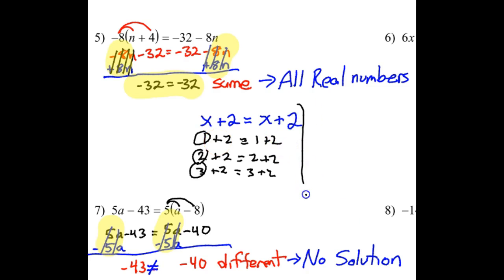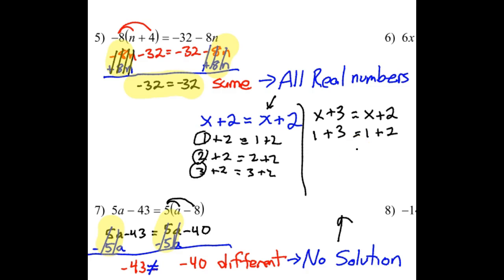And the opposite is true for no solution. So no solution would be something like this: x plus 3 is equal to x plus 2. What number is the answer? So what number plus 3 is the same as that same number plus 2? Yeah, you can't add 3 to a number and then add 2 to a number and get the same answer.